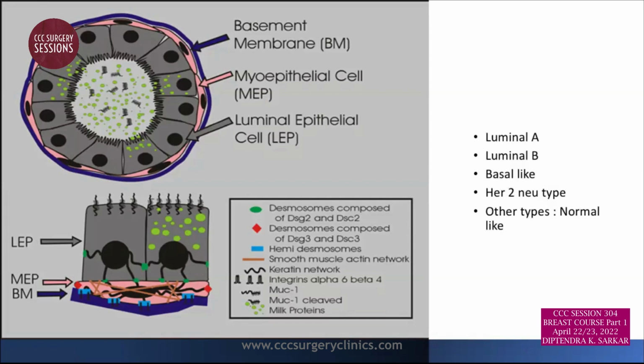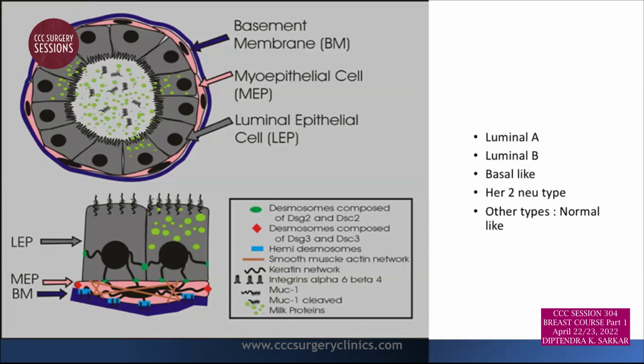I told you that the basement membrane is the basic protection membrane for the spread of cancer, and myoepithelial cells are the paracrine cells which protect the luminal cells and keep the barrier or the wall, which is called the basement membrane, intact. Now, if that is so, all the basal cancers are likely to be more aggressive cancers because they break and their protective control over the breast is lost.